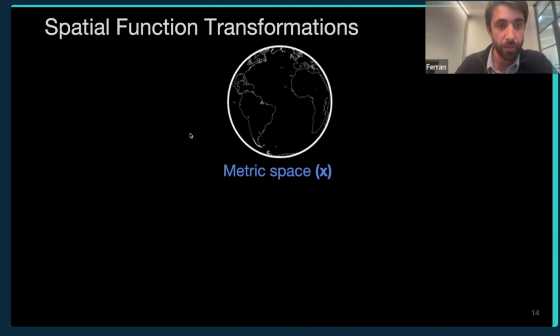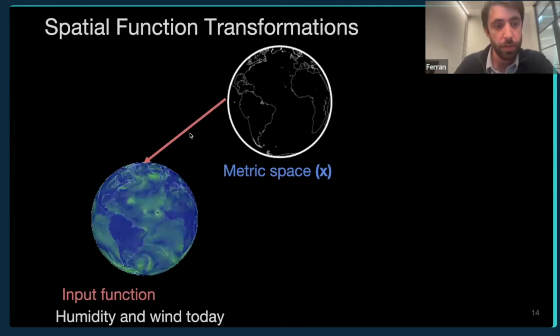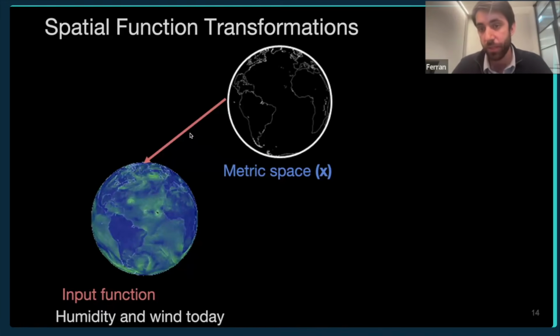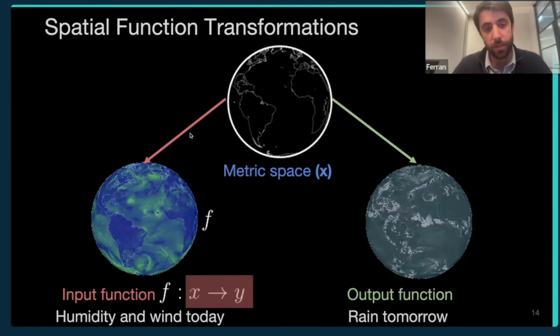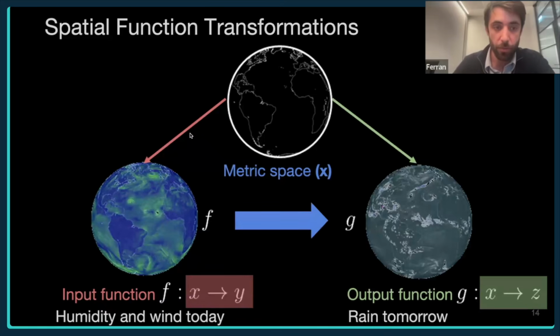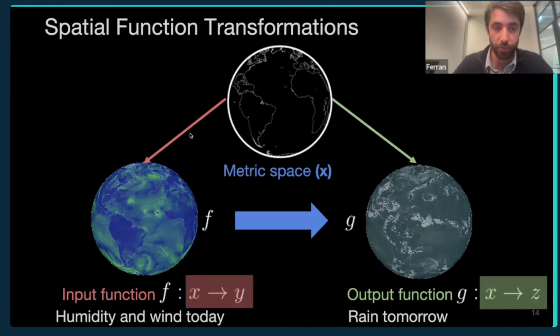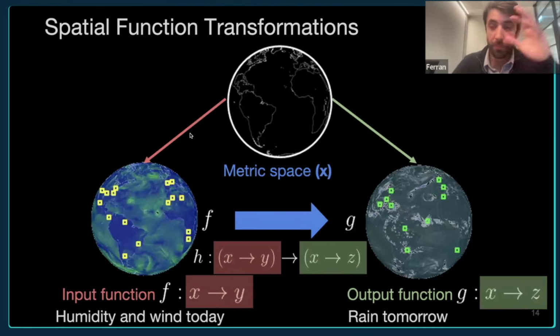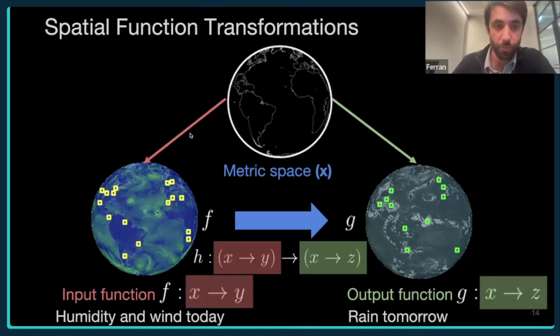So imagine you have a metric space, in this case, the Earth, and you care about two types of functions. The first one is an input function, like for instance, the humidity and wind today. And the second one is an output function, like for instance, the rain tomorrow. So we have two functions, f and g, and our goal is to map a function f to function g. So we take a function that goes from x to y and output a function that goes from x to z. But in practice, we're going to have samples of both functions.